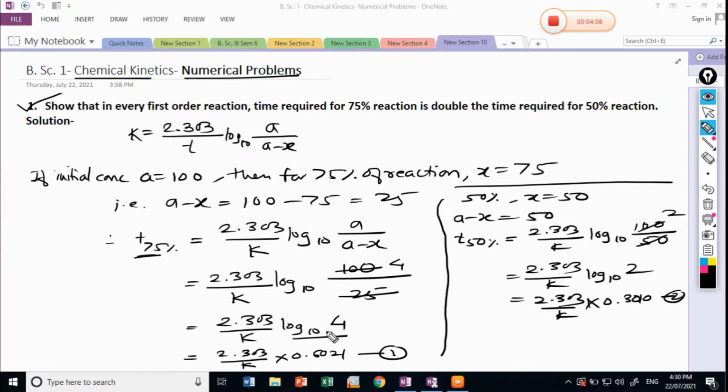Now if you compare equation 1 and equation 2, you will find that t 75% is equal to 2 into t 50%.